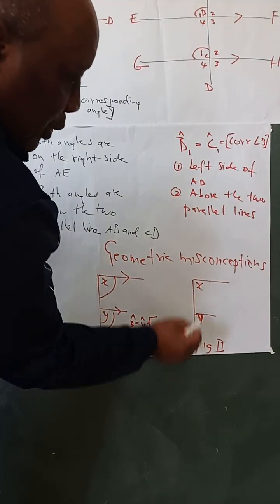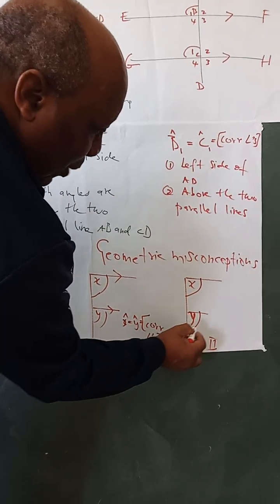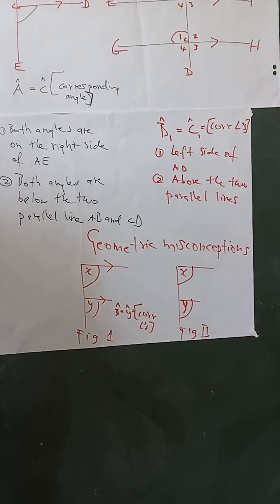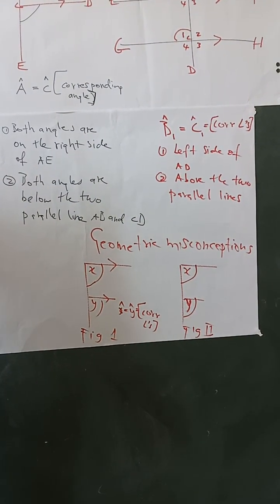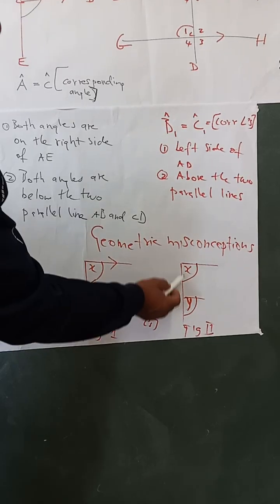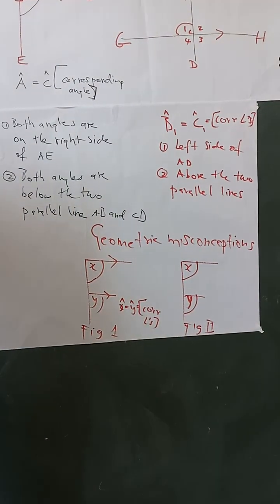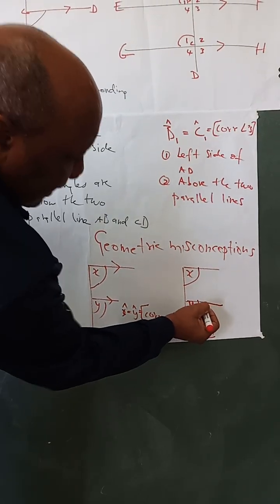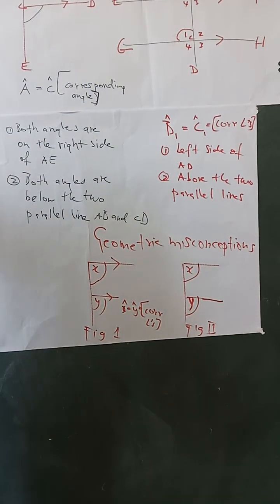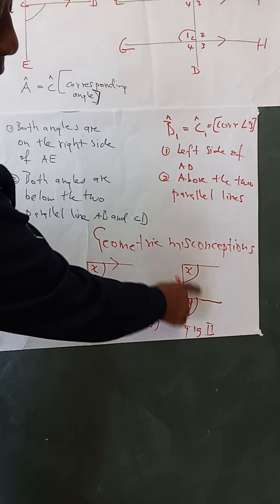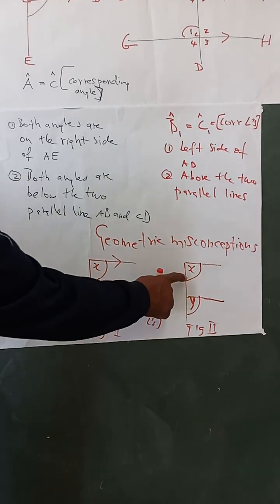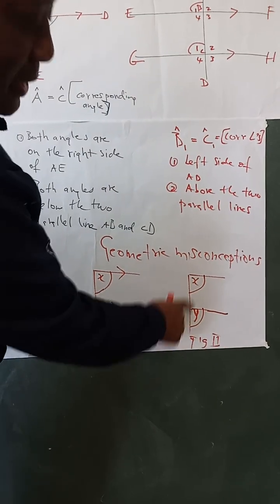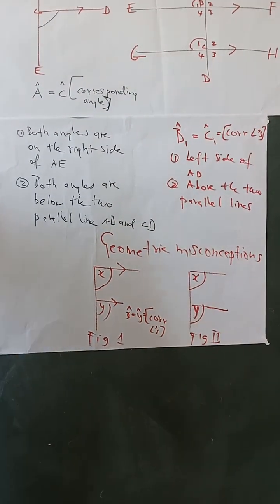In figure 2, we've got angle x and angle y. The two angles x and y, they do correspond, but they are not equal, because the two lines are not indicated as parallel. If the two lines are not indicated as parallel, it means the two angles are not equal.